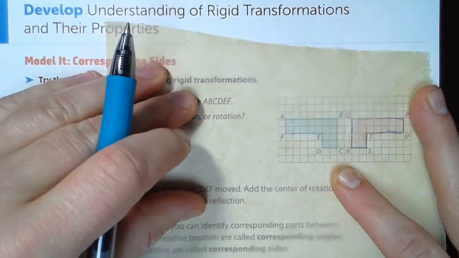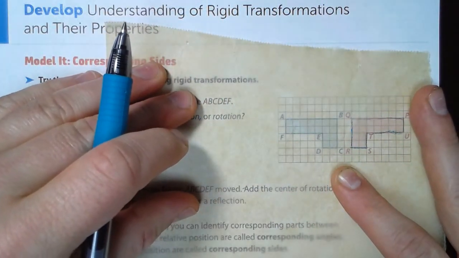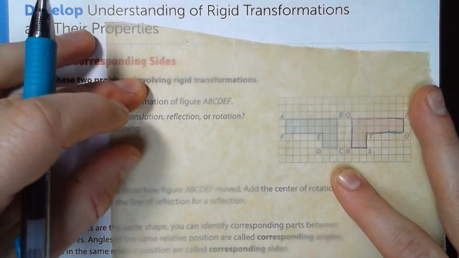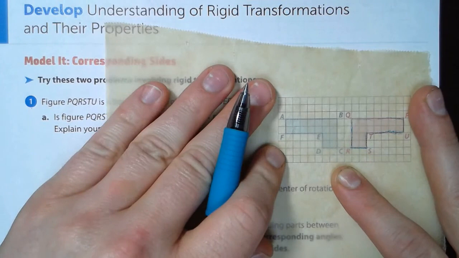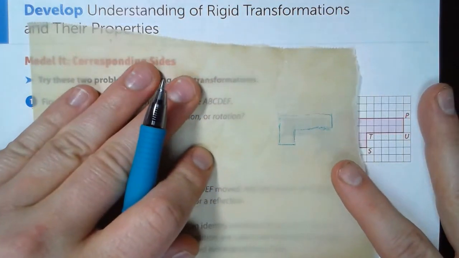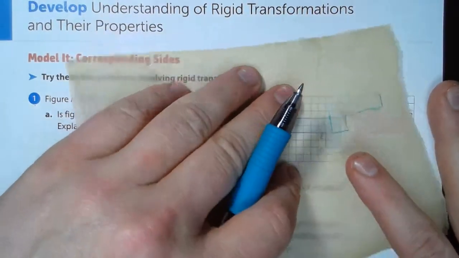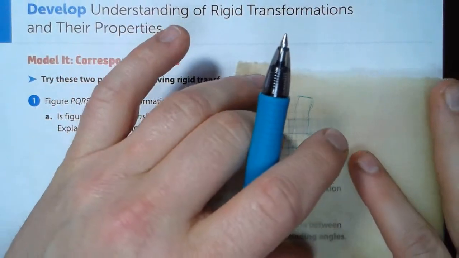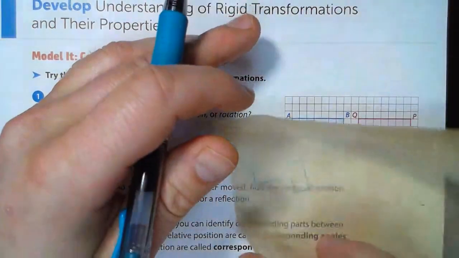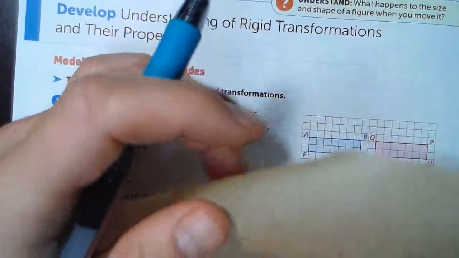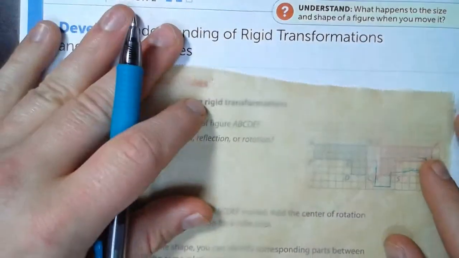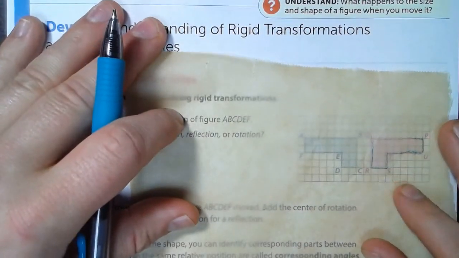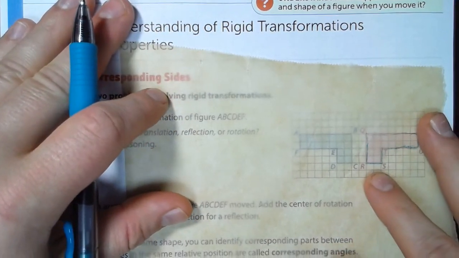Now, this piece of parchment paper should make this pretty easy to tell if this is a translation, reflection, or rotation. Because if it's a translation, we know that that's simply moving it. If it's a rotation, we are going to be spinning. And if it's a reflection, we're going to flip that parchment paper over, okay? So as long as we take time and understand what these three words are, we should not have too much difficulty figuring out what is happening.